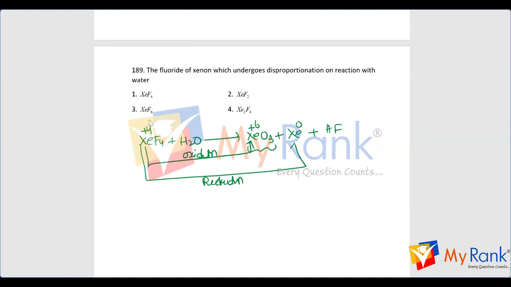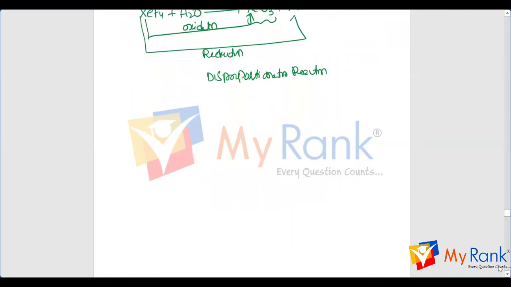So therefore, this reaction is called a disproportionation reaction. Therefore, xenon tetrafluoride undergoes disproportionation reaction. Therefore, the first option is the correct option.